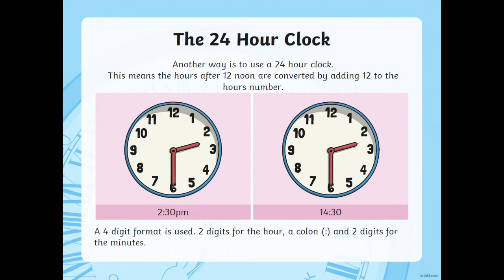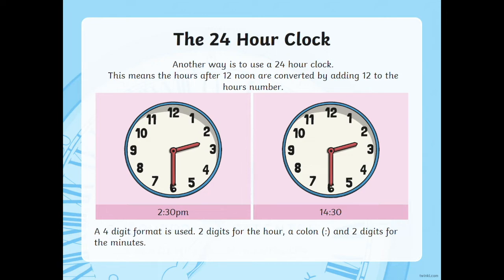Now, another way we can read time is by using a 24-hour clock. This means that the hours after 12 noon, so 12 lunchtime, the middle of the day, are converted and we add 12 to the hours number. So if we look here, we've got 2:30 p.m. and we add 12 to our hours to convert it into 24-hour time, and we can see that 2:30 p.m. becomes 14:30.